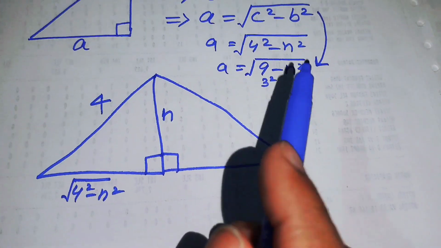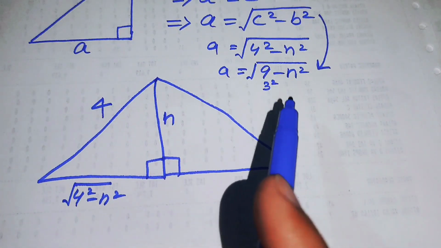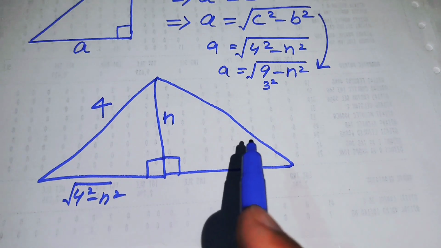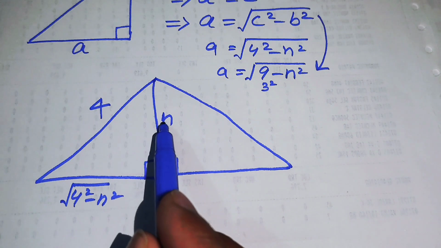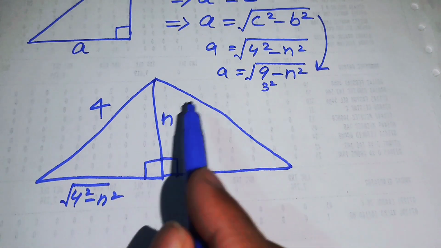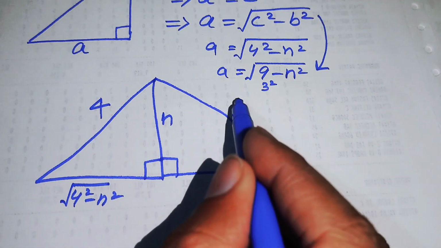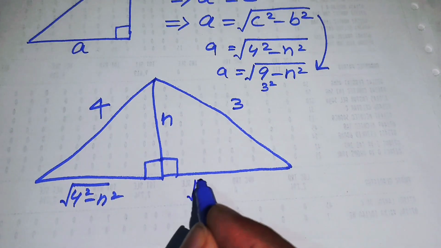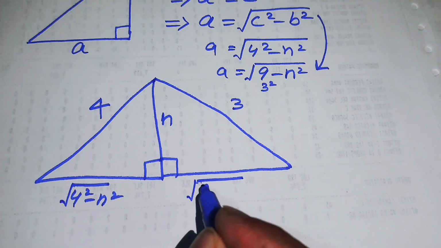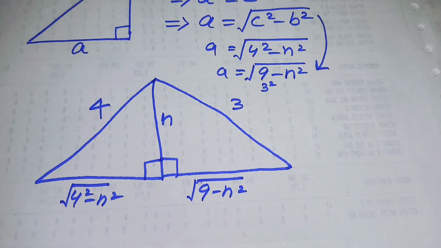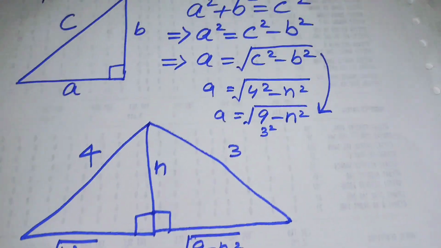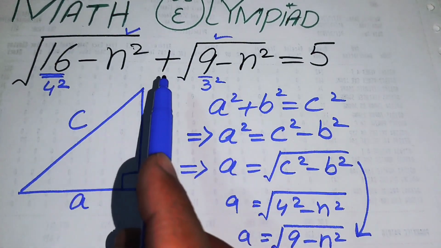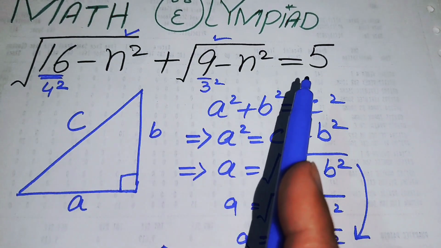So now again we put the values of a, b and c in the second right triangle. So here our hypotenuse is 3, so you just write the value of the hypotenuse, and this is the value of b, and our b is n, so we put the value of n here, and the hypotenuse is 3 and our base is square root of 9 minus n square.